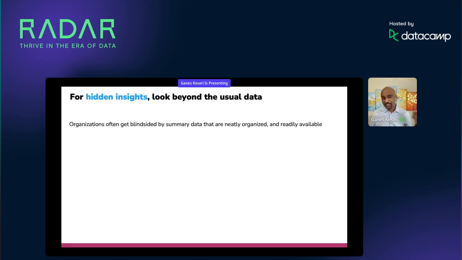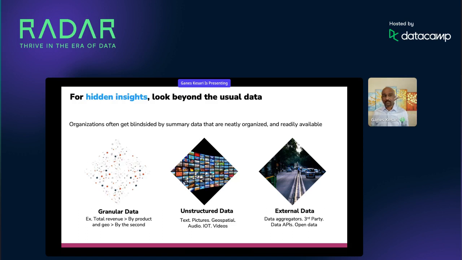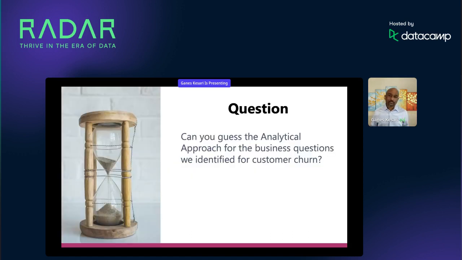And a recommendation to find hidden insights. This is a question I commonly get. How do I find hidden insights? You need to look in unusual places to find hidden insights. Go for granular data, not just rolled-up daily summaries, but second or sub-second. Look for unstructured data. About 70 to 80% of organizational data is text, pictures, videos. It's not used. Look at that. And look at external data. So once you have all of these, you would be able to come up with the approach and collect the data.